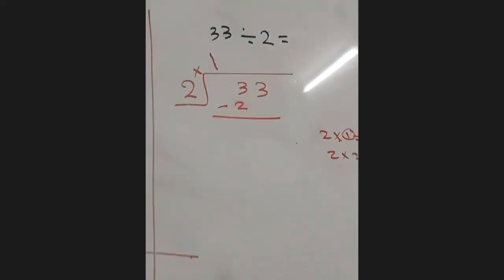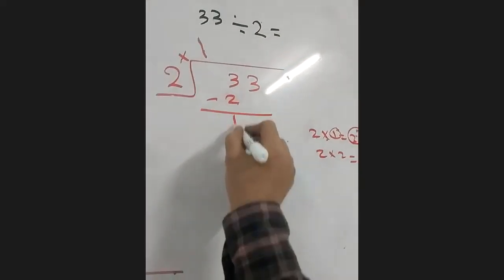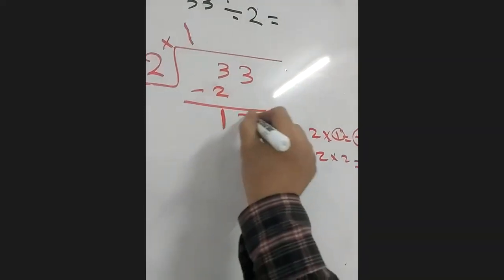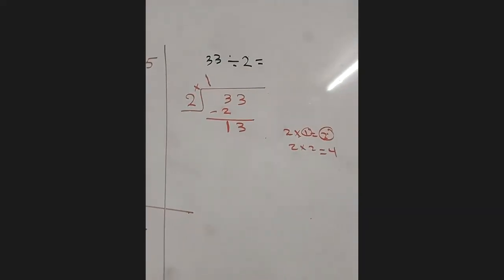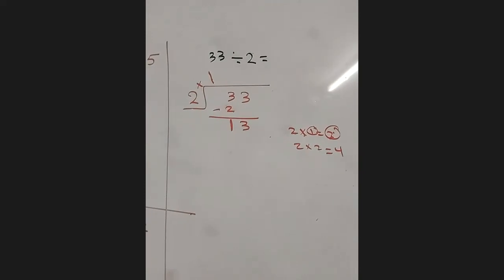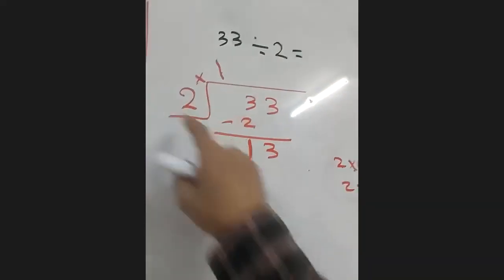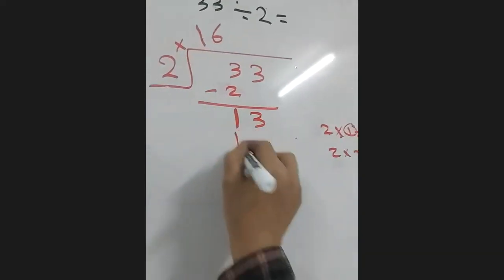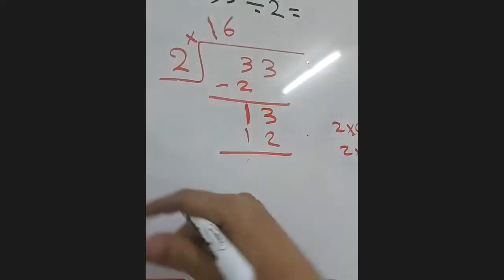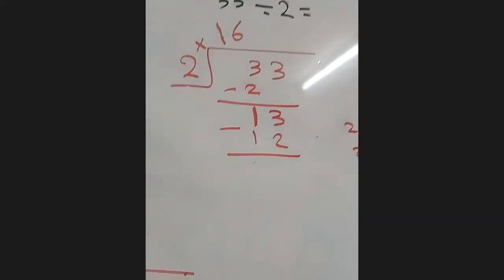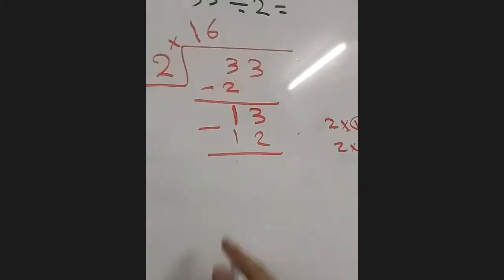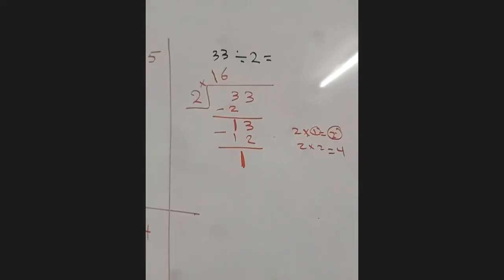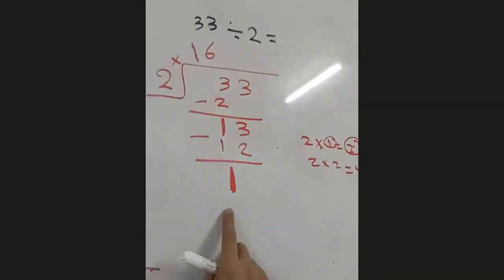Now I subtract. 3 minus 2 is 1. After this step, I will bring the 3 down. We have 13. Now, in the timetable of 2, there is no 13. A number multiplied by 2 to get 13 or less is 6. 6 times 2 is 12. It's the closest to 13, but not bigger than 13. Now subtract. 13 minus 12 is 1. So I finished with the numbers here and I have the remainder 1.